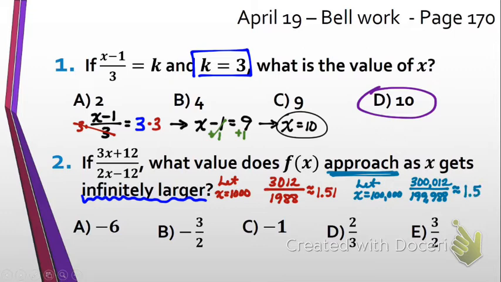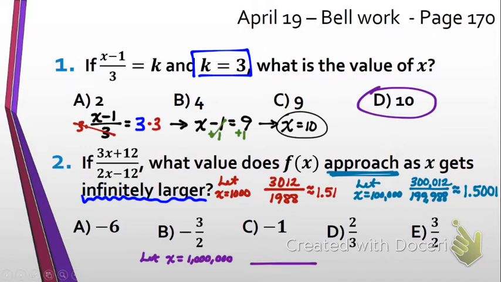You said 1.50 something? Yeah. What'd you get, Sierra? There's another 0 and then a 1? Yeah. Okay. Let's try one more big value of x. Let's try 1,000,000 this time. Do you know how many zeros 1,000,000 has? 6 zeros. All right, so let x equal 1,000,000.